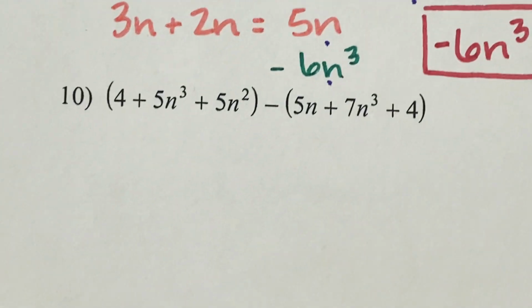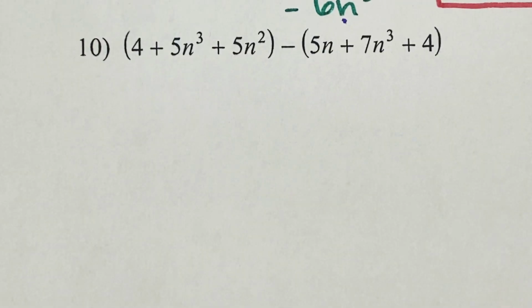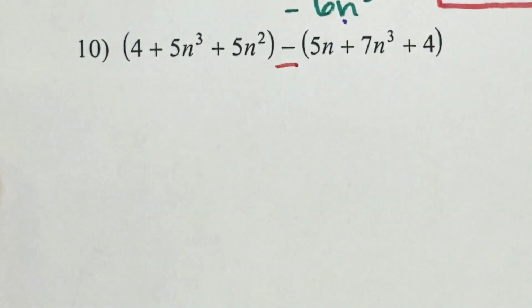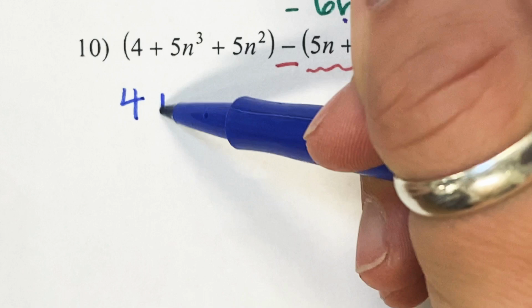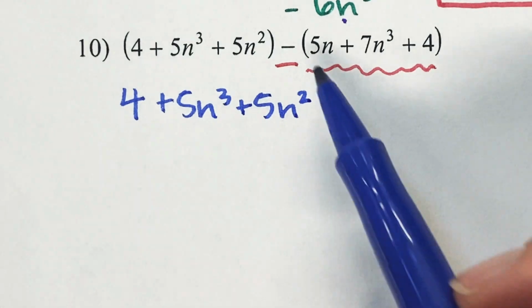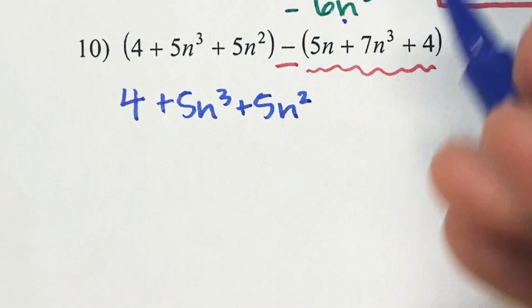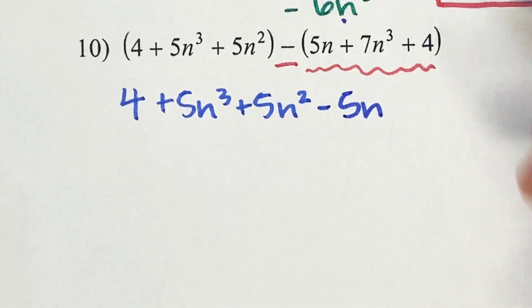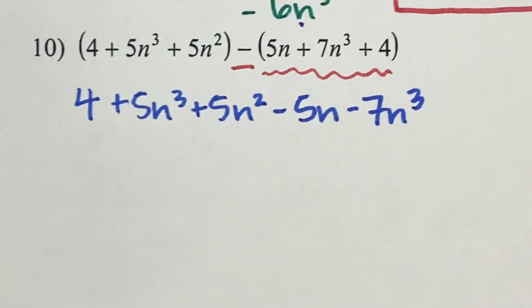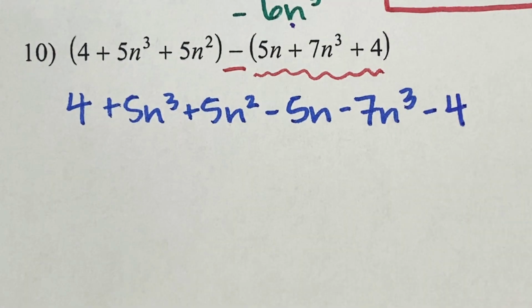Okay, last example for adding and subtracting polynomials. What is our sign telling us to do in the middle? Subtract, right? And do the signs change or stay the same with subtraction? They change. So you can always rewrite the first piece exactly the same: 4 plus 5n cubed plus 5n squared. They change, so this was a positive 5n, now it's subtract 5n. This was a positive 7n cubed, so now it's minus 7n cubed. This was a positive 4, now it's a minus 4.